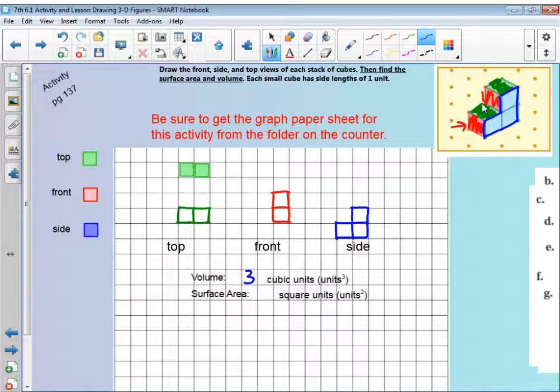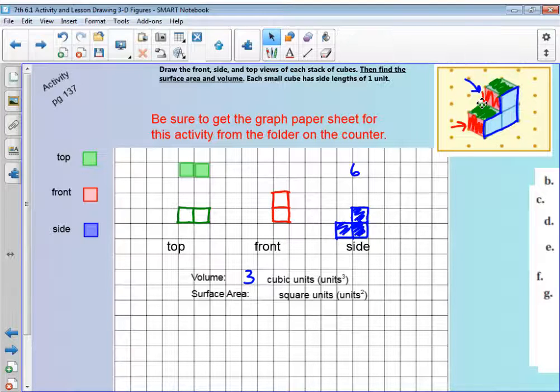Surface area is a little bit different, but the nice thing to understand is that surface area is the area that's on the outside of that figure. On the side, I would have 3 that are on the surface. I would also have that same 3 on the other side that's back here that we can't see. So there's 6 of them between those. From the front, if I look at that front view, I've got 2 that I could see. Back here, there's actually 2 also that I can't see. So 2 plus 2 would give me 4 for a surface area.